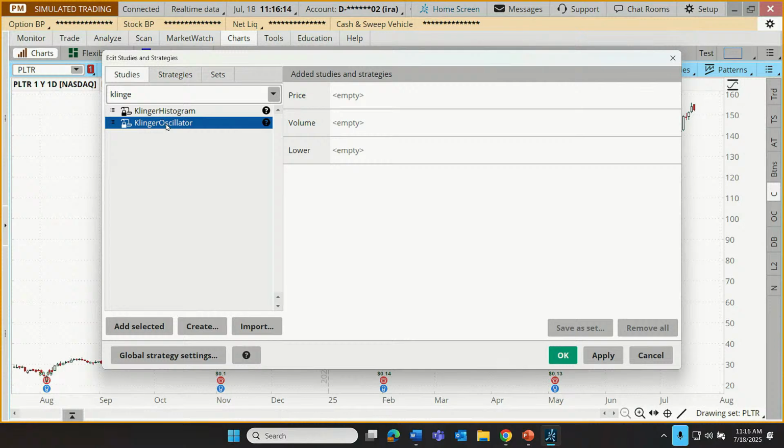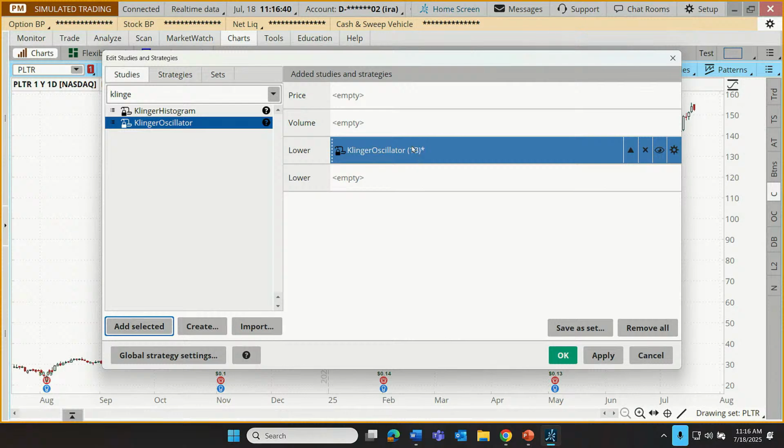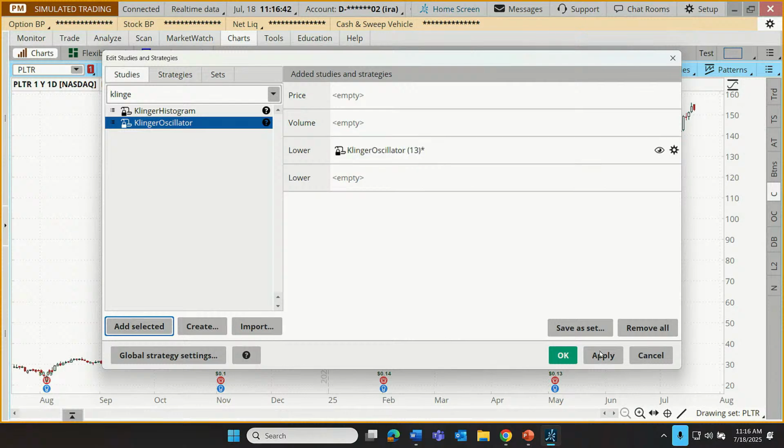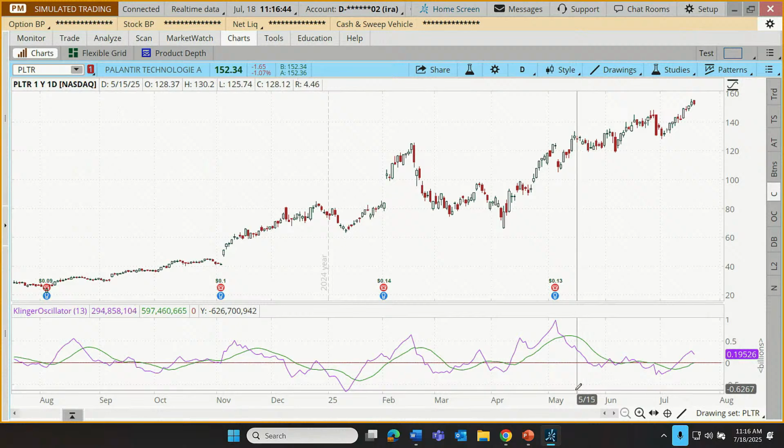If you were to go out and research this further, you will sometimes see Klinger volume oscillator. I mentioned that's an alternate name for this, but they're the same thing. I'm kind of in the camp of leaning toward just calling it the Klinger oscillator anyway, because calling it the Klinger volume oscillator oversells the volume element, undersells some other elements of the oscillator in my view. But let's add this to our chart. And there is a 13 here that's going to play a role in just a moment. Well, I'm going to click apply and click OK.